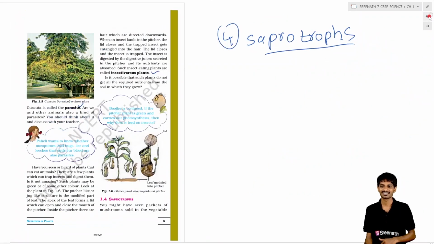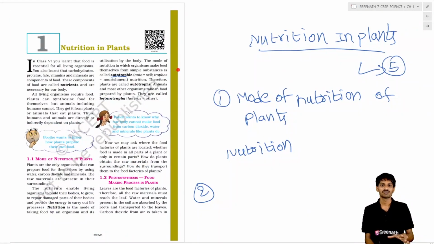Okay students, now what is the chapter? Nutrition in plants. How plants are getting nutrients, how nutrition is done in plants. The first topic is mode of nutrition in plants. Basically, what is the mode of nutrition in plants? What is meant by nutrition?